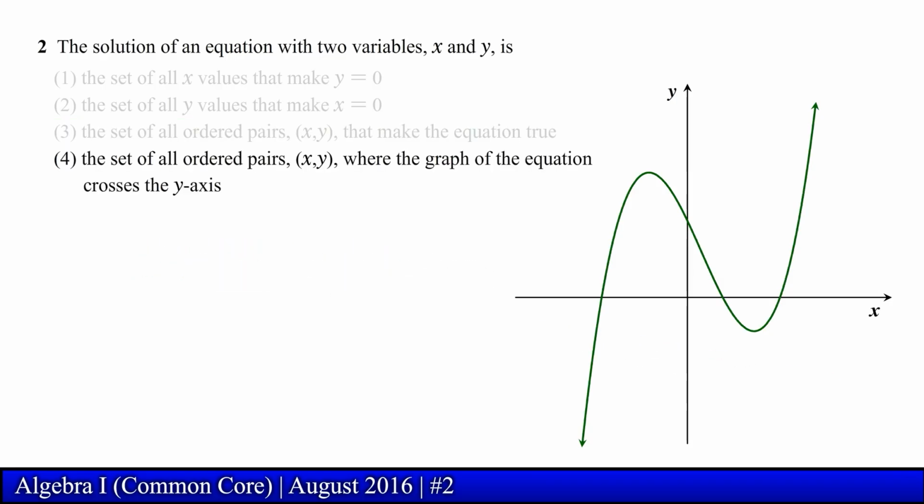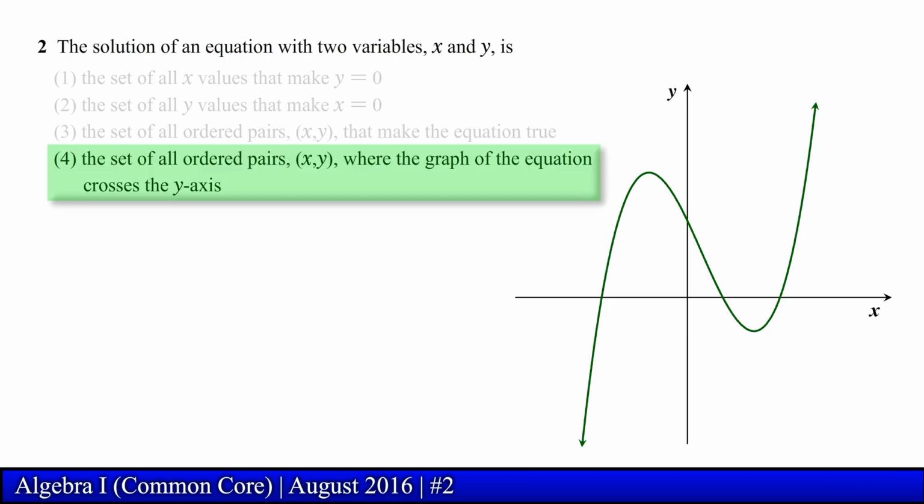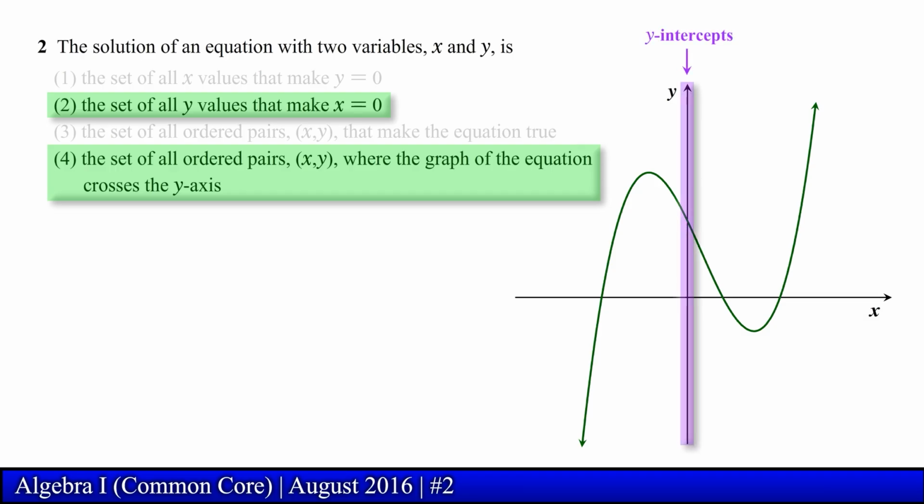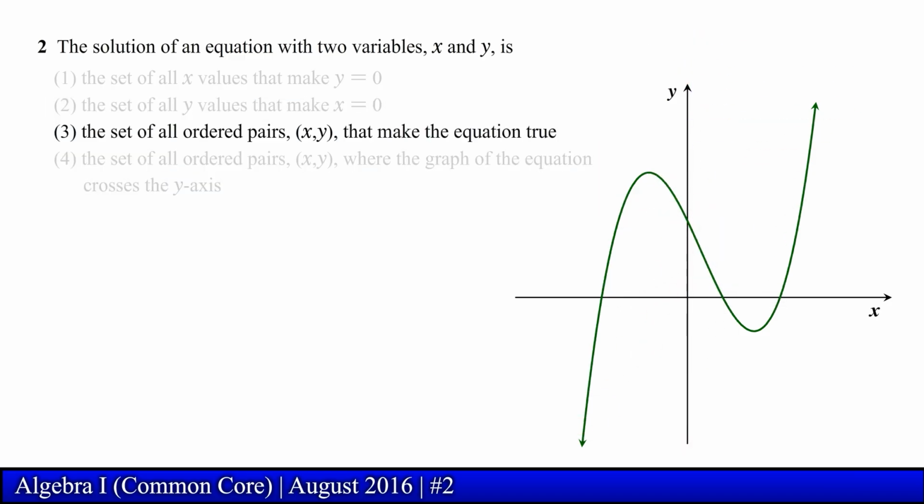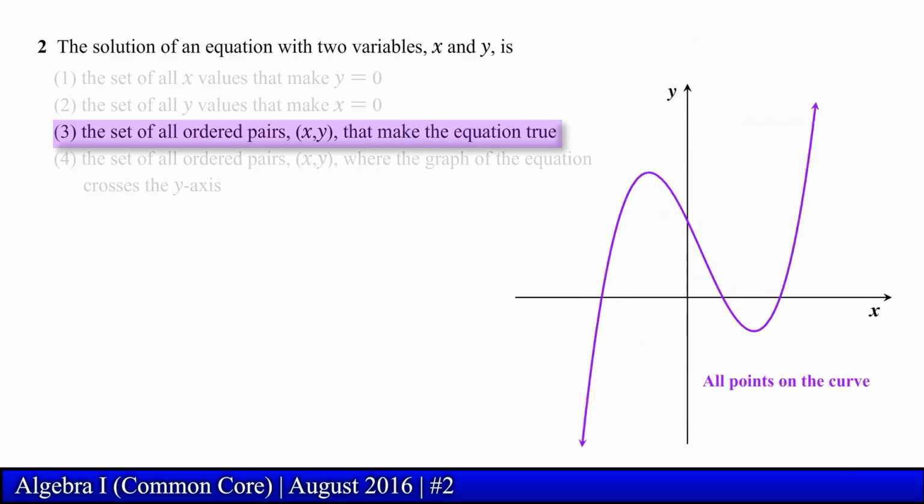This option reads, the set of all ordered pairs xy where the graph of the equation crosses the y-axis. This statement is essentially the same as that of option 2. It is stating that the solution to an equation are the y-intercepts. Again, these are not the only points that make the equation true. You also have all the other points located on the curve of the equation. So option 3 fits this definition.